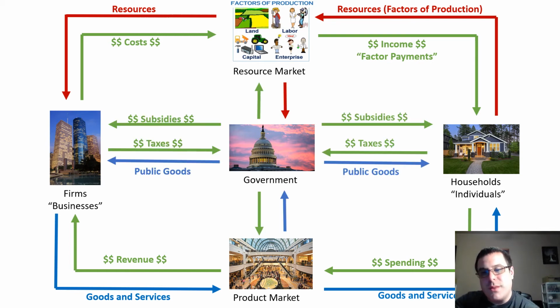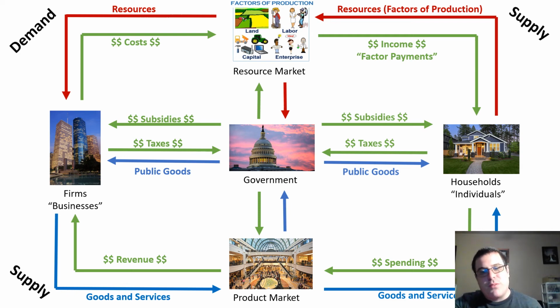Then you got the government in the middle. This is why you take government and economics at the same time, at least if you're watching this in Texas. The government does these things called taxes. Governments take this money, taxes, they tax individuals, households, and they tax the businesses or the firms. In doing so, they provide public goods.